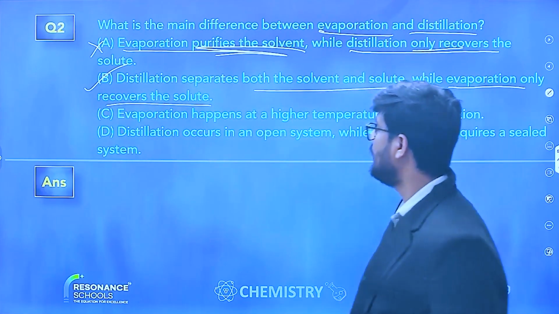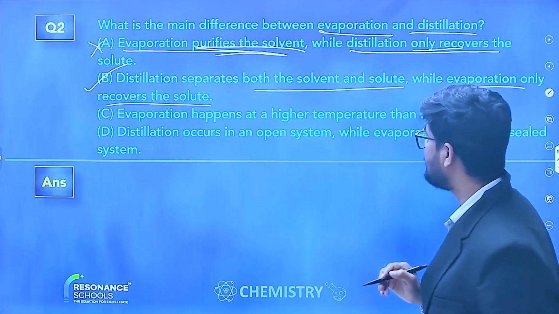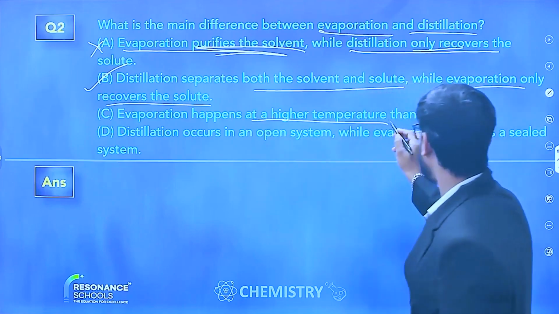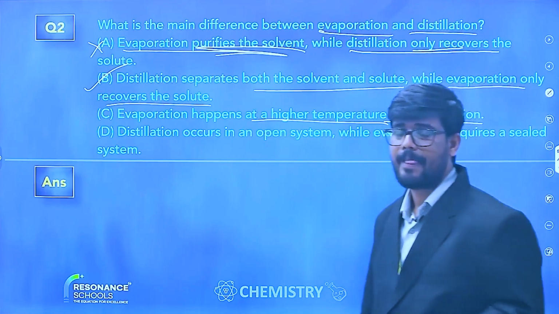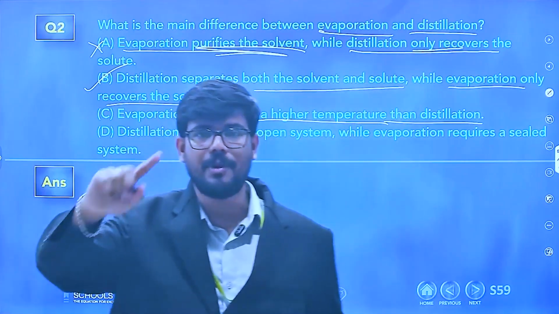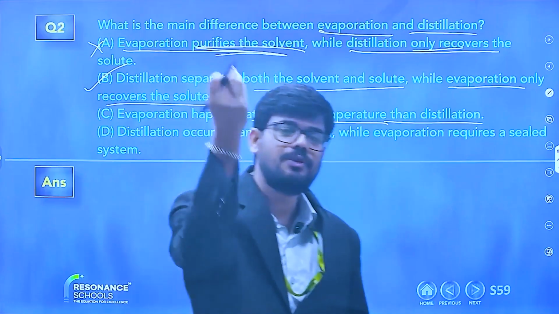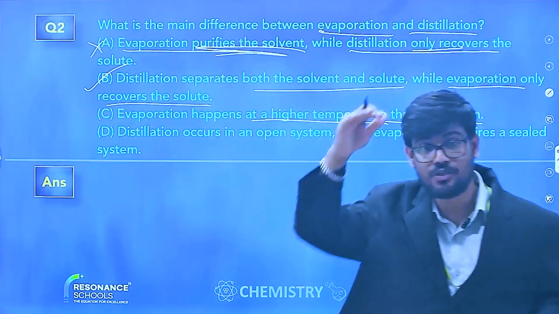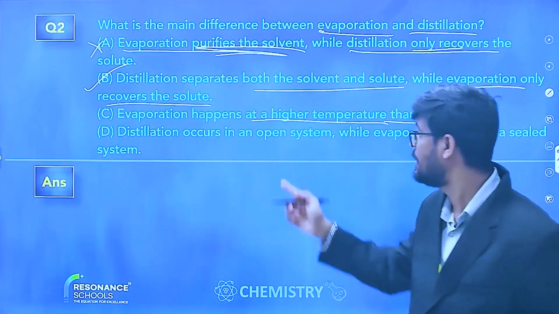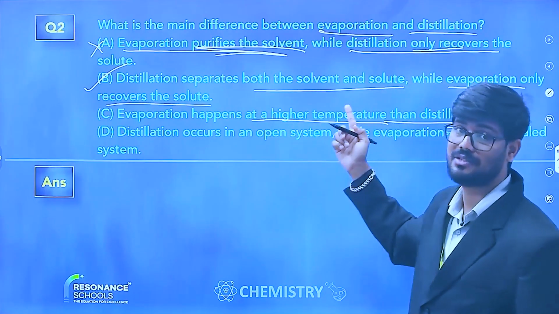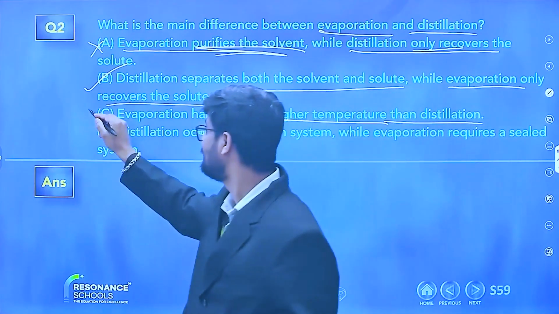Next, see, evaporation happens at a higher temperature than distillation. It is wrong, right? Distillation is all about boiling point. At boiling point, a liquid is converting to vapor, but evaporation means it is always below boiling point. But here it is saying at a higher temperature. So that's why it is wrong.